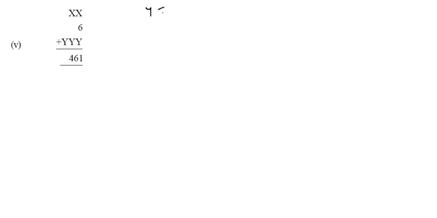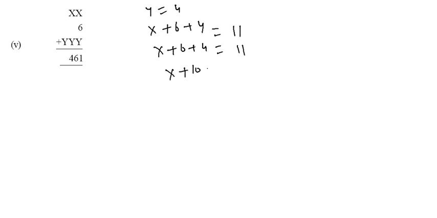Suppose y is equal to 4. So we can say x plus 6 plus y is equal to 11, because here is a carry. Put the value of y: x plus 6 plus 4 is equal to 11. So x plus 10 is equal to 11. So x is equal to 11 minus 10. So we get 1. X equal to 1.